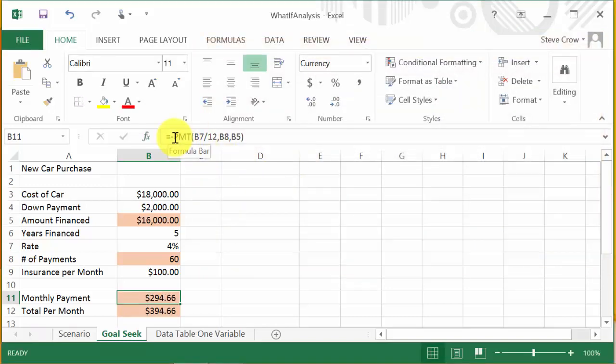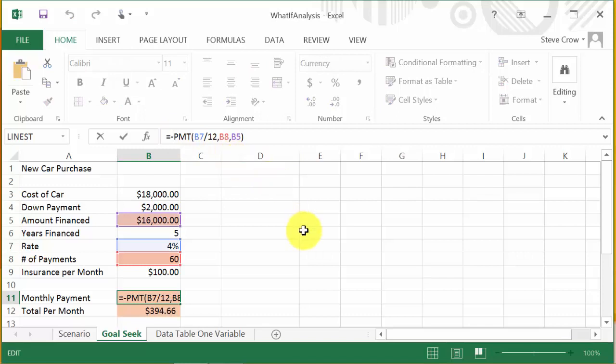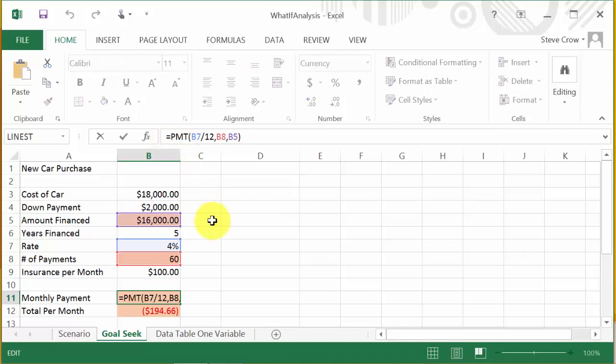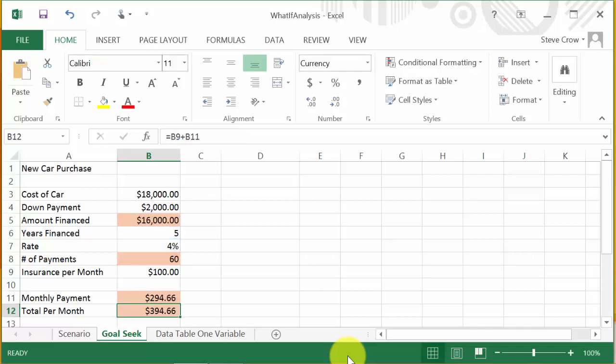Now, the one thing I want you to notice is that in the formula I put a minus. Let's take that off. You see what happens: it puts it in red and puts parentheses around it. That's because it's giving you a negative value. That's what a payment is, it's negative. So what you can do is just come up in front of the formula, put a negative sign there, hit enter, and it changes it to positive.